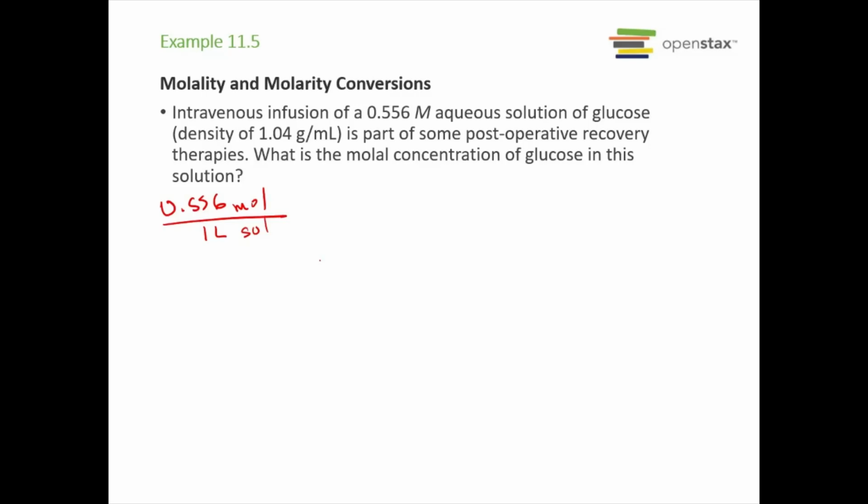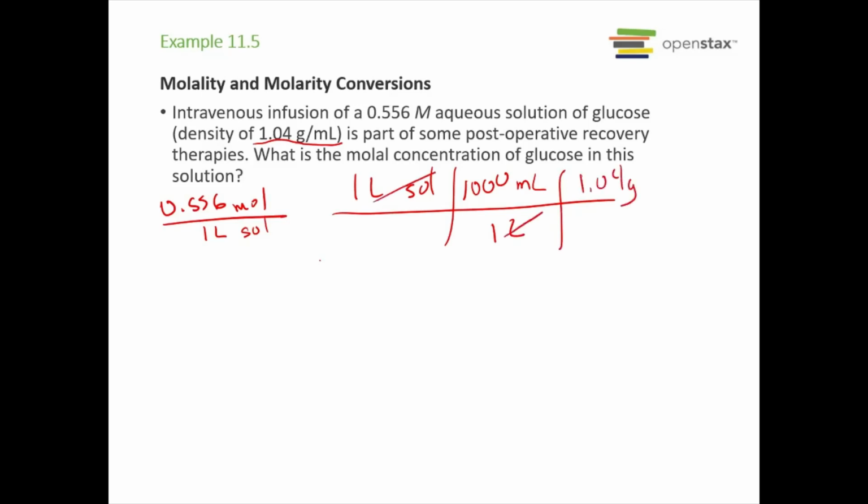And we know molality is moles per kilogram. So we actually need to get the mass of the water in the solution. But our solution is more than just water. It's water and glucose. So let's get the mass of the solution first. We have 1 liter of solution, and we were told its density. That's a big hint that we can't just say this is 1 liter of water. There's 1,000 milliliters per 1 liter, and our density is 1.04 grams for every 1 milliliter. So this gives us 1.04 kilograms of solution.